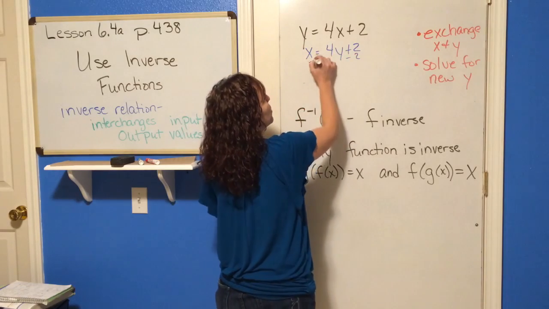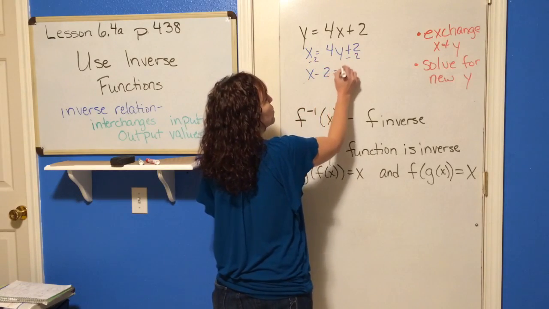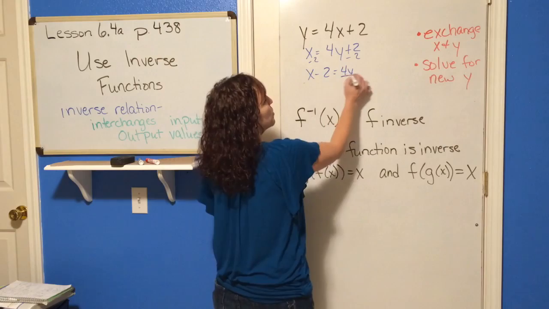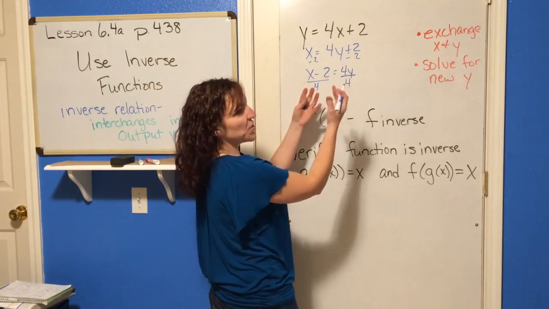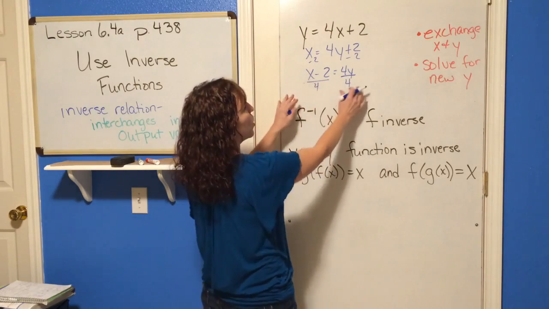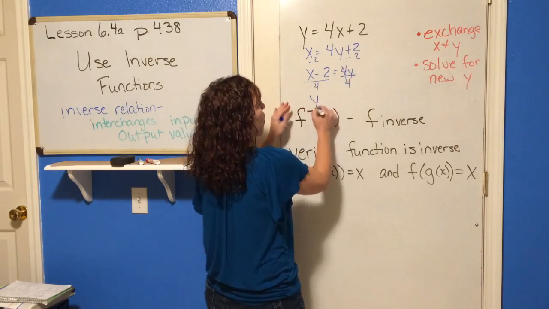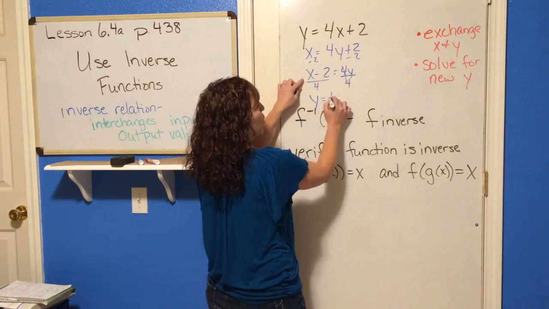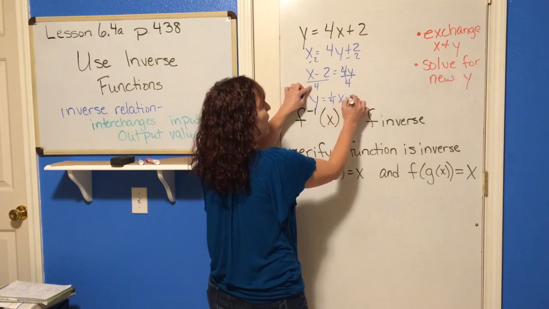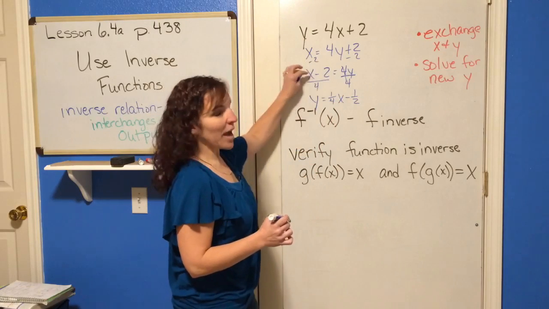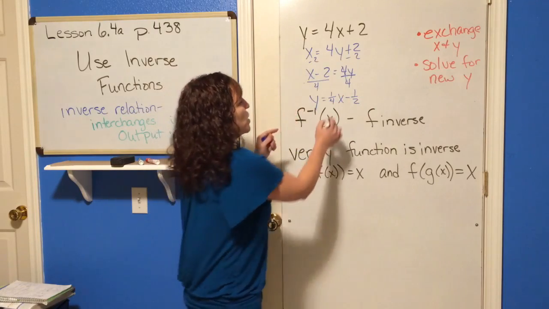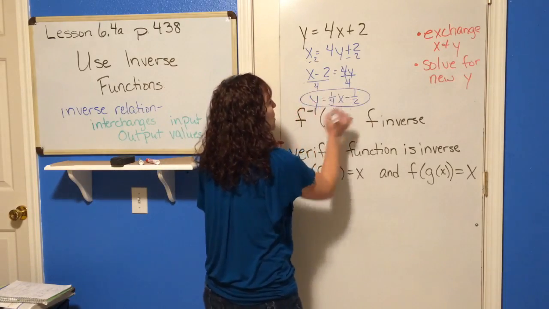So subtract 2 from both sides. So x minus 2 equals 4y. So divide by 4. And so then, just for the sake of making it look like what we know it's supposed to look like, y is going to equal 1/4 x minus 1/2. Because remember, if we divide this binomial, you have to divide both parts. So here is our inverse function.